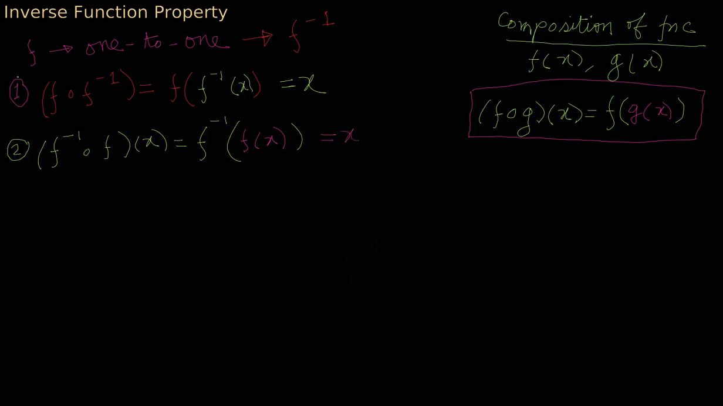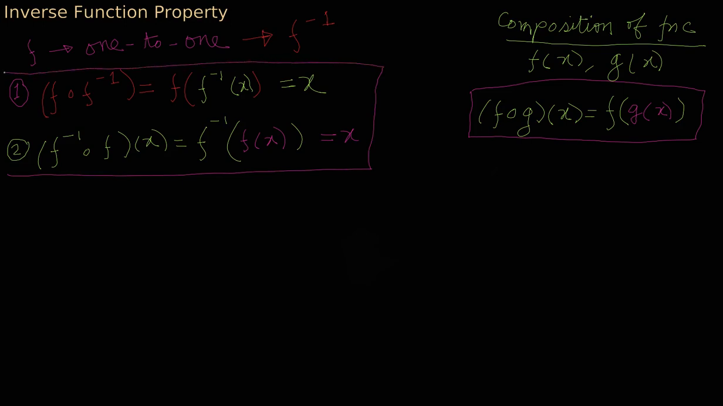So these are two properties of inverse function. What are the properties again? The composition of a function with its inverse function is going to be x, and the composition of an inverse function with its parent function will also be x. So these are the two properties of inverse function.